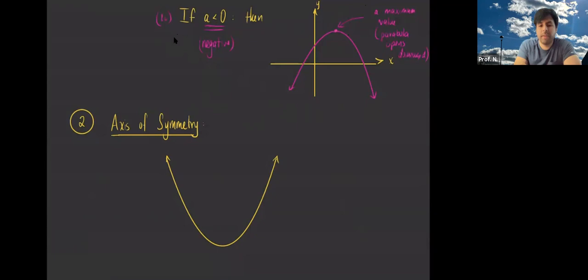Negative b over 2a. Very good, Cindy. There's Sydney and there's Cindy. Cindy, yes, negative b over 2a. So that is the x value. X equals negative b over 2a. That's the formula for the axis of symmetry.